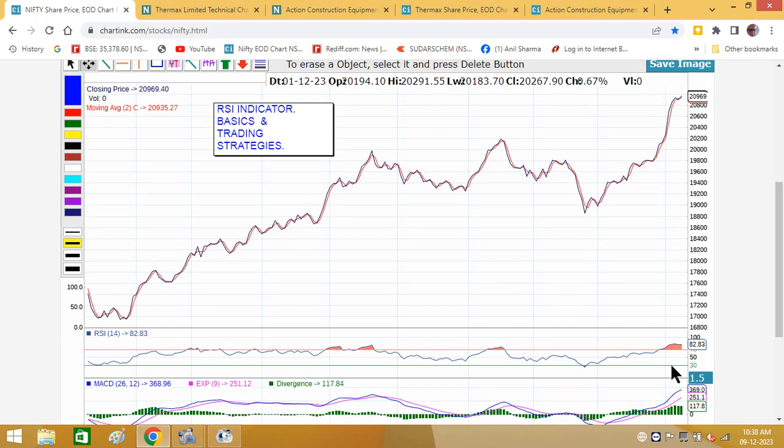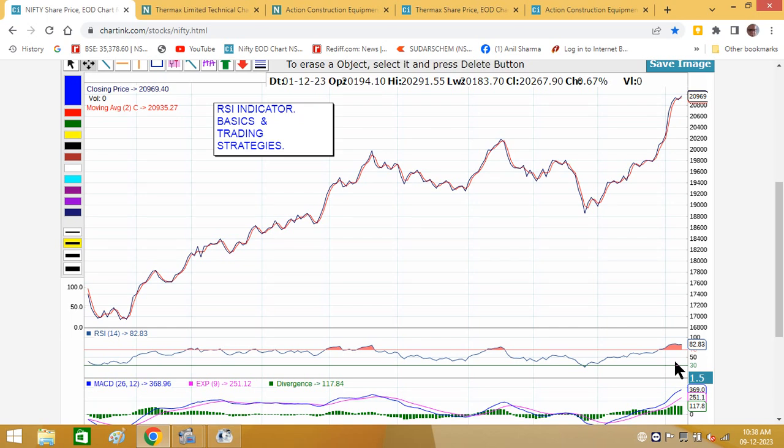Whenever RSI is in the oversold zone, that means below 30, it indicates that prices are very low and the share is likely to go up. Rather, it will definitely go up. Similarly, above 70, it shows that the stock is overbought and the prices are likely to fall. So friends, this zone above 70 is the overbought zone, and below 30 is the oversold zone.